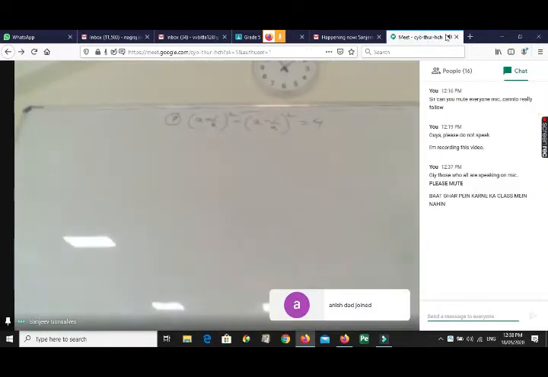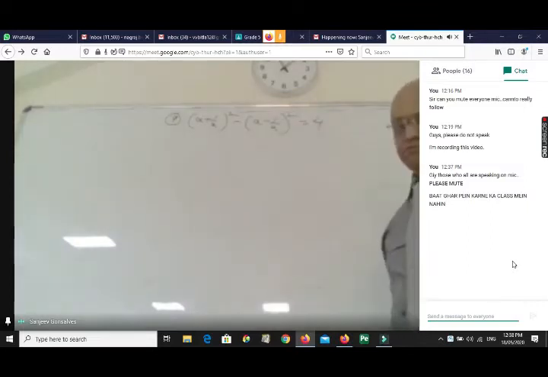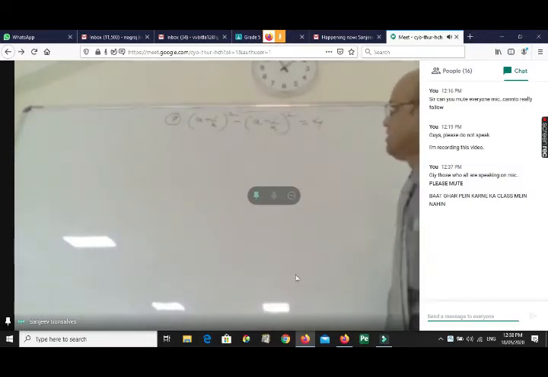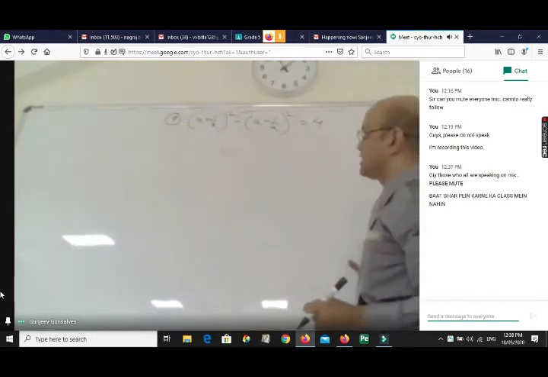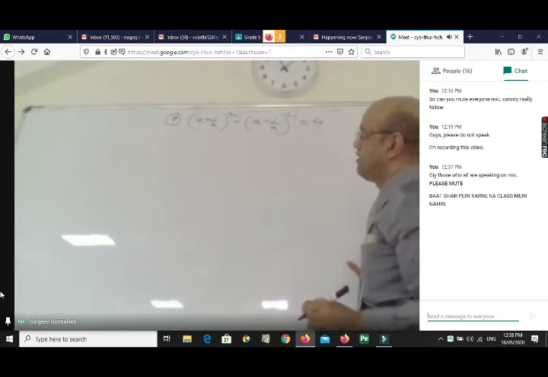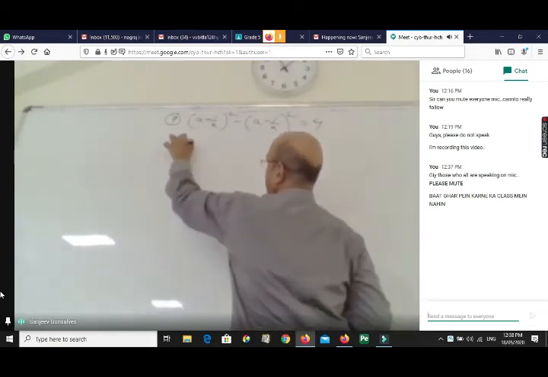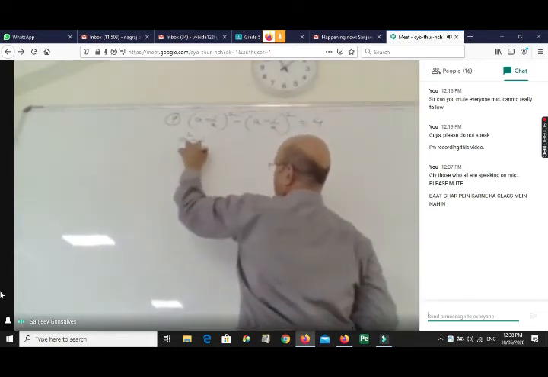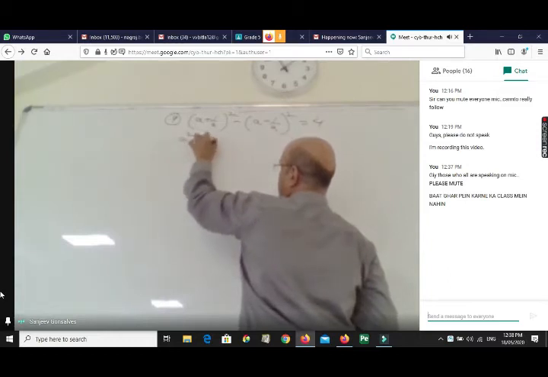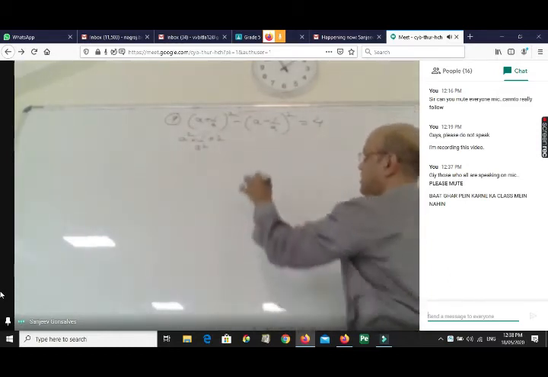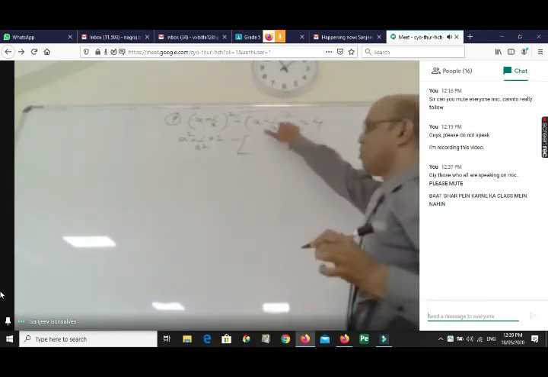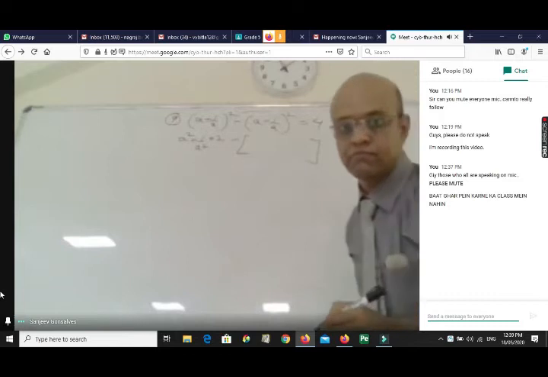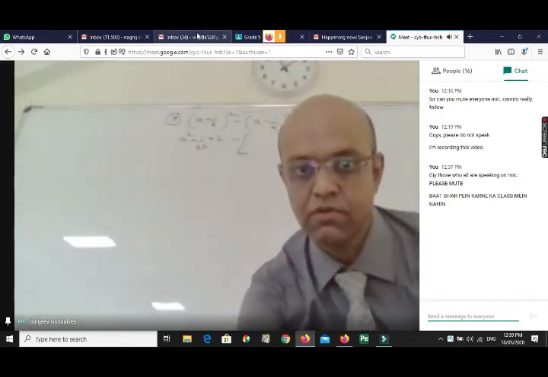Done? Okay, sir. Now shall I explain how you will use this formula? Yes, sir. (a plus 1 upon a) whole bracket square, how will we expand this? A square plus 1 upon a square plus 2. Very good. Minus, expand (a minus 1 upon a) bracket square: a square plus 1 upon a square minus 2.